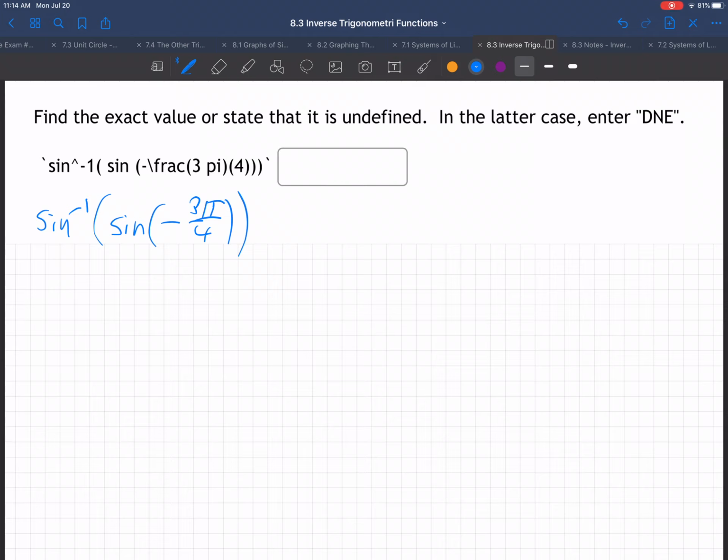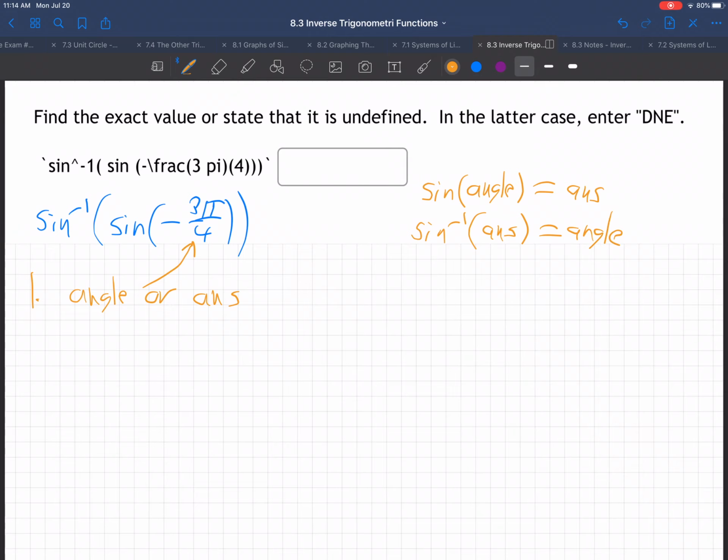Well, the steps, if you go to the notes, step number 1, determine: is this an angle or an answer? You have to figure out if the thing you're plugging in is an angle or an answer. Remember, for regular sine, cosine or tangent functions, we plug in an angle, we get out an answer. For an inverse sine function, we reverse that: we plug in an answer, we get out an angle. So this right here is inside of the sine function, so it must be an angle.